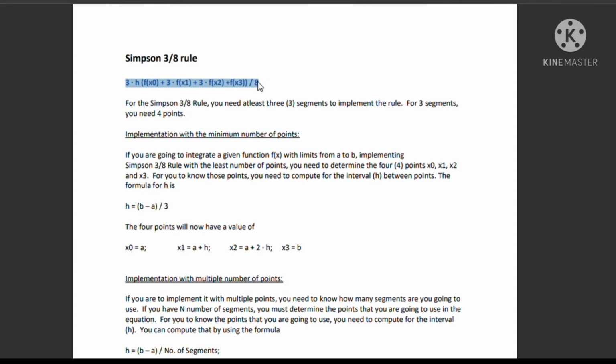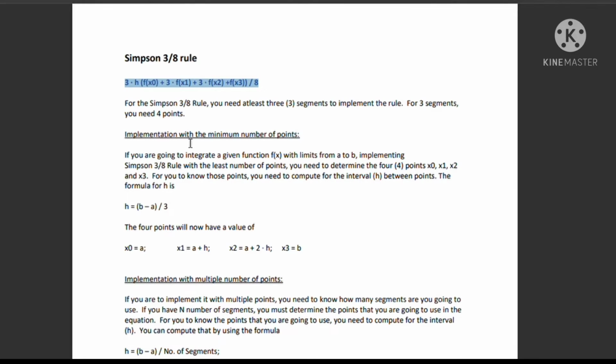This is the formula of the Simpson rule: 3 times h times f of x0 plus 3 times f of x1 plus 3 times f of x2 plus f of x3, divided by 8. This is the implementation with the minimum number of points.